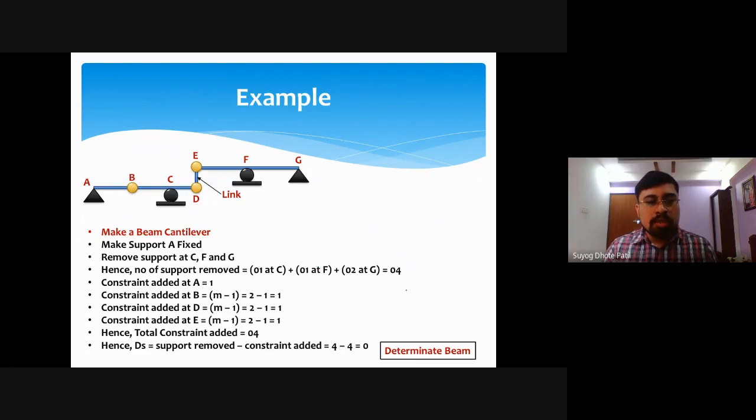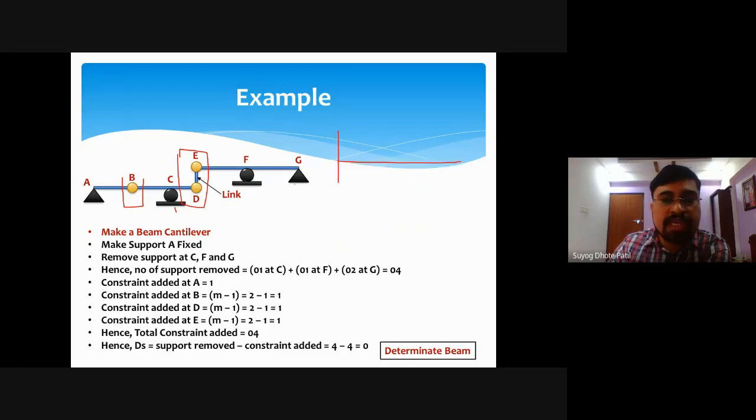Then another example, again make it a cantilever. Again it is a determinate beam. Here I am not discussing B, F, G, C; I am discussing only this link DE. Again we have to make this beam a cantilever beam, like this, and this will be your joint A. At joint A, this is a hinge support, so 3 minus 2 will be 1. So restraint added at A will be 1. Constraint added at B, it is hinge, 2 minus 1, it is 1.